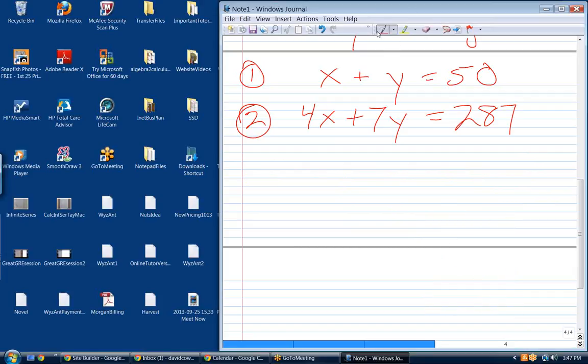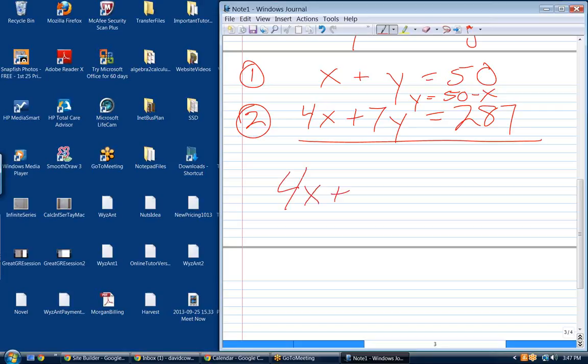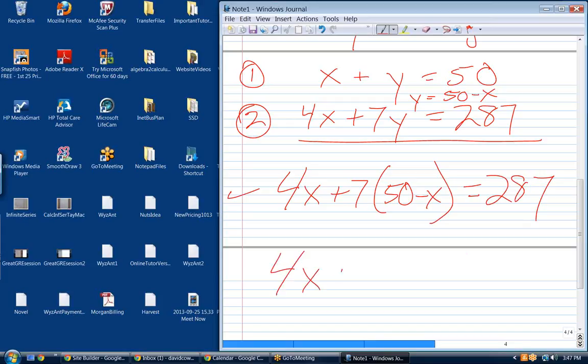To solve by the substitution method, you take one of your equations and you solve it for one of the variables. In other words, if I solve this for y, I get y equals 50 minus x, right? Now I go into this equation and substitute 50 minus x wherever I see y. So I have 4x plus 7 times 50 minus x equals 287. Now I have one equation and one variable that solves simple enough for x.